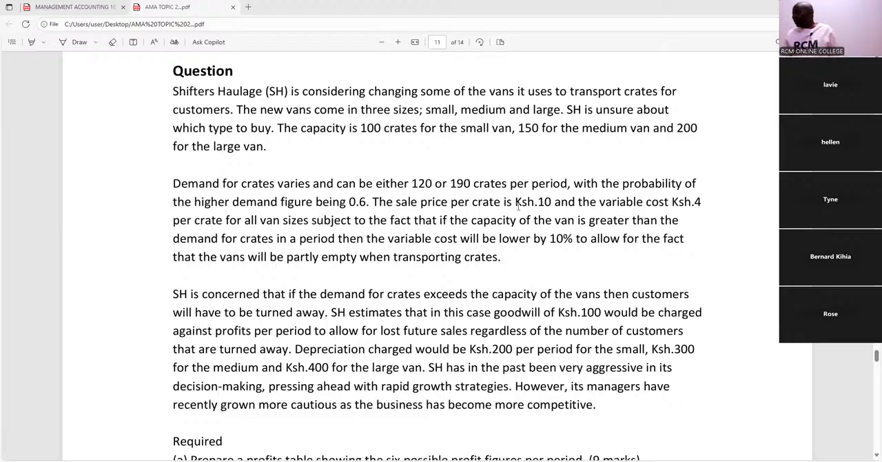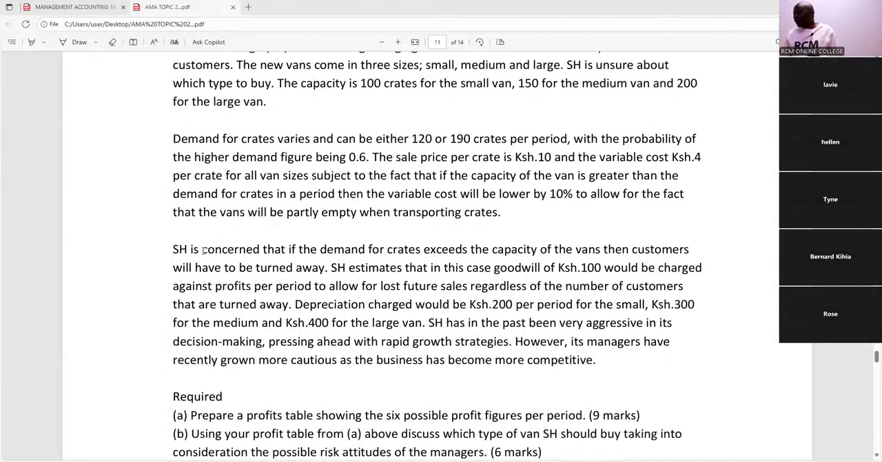The sale price per crate is 10 and the variable cost is 4 per crate for all van sizes, subject to the fact that if the capacity of the van is greater than the demand for crates in a period, then the variable cost will be lower by 10% to allow for the fact that the van will be partly empty when transporting crates. Shifters Haulage is concerned that if the demand for crates exceeds the capacity of the vans, then customers will have to be turned away.